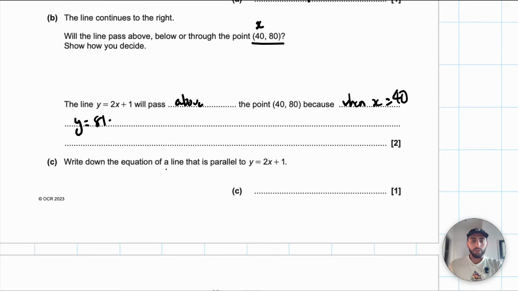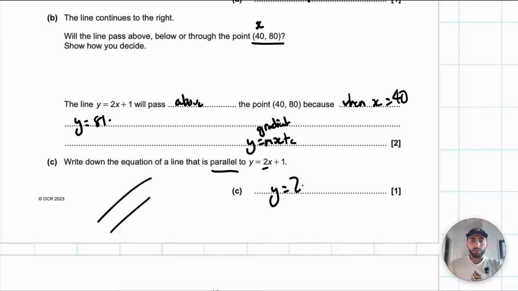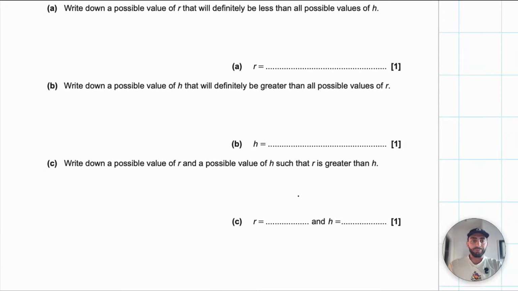Part C, write down the equation of a line that is parallel to y equals 2x plus 1. So the general form of the equation of a line is y equals mx plus c, where this m is the gradient. It's telling you how steep that line is. And if you have two lines that are parallel, they're going to have the same gradient. So this line has a gradient of 2. So as long as you have a gradient of 2 in your answer, that'd be fine. So you can have 2x, 2x plus 2, 2x plus 3, as long as that m is a 2.